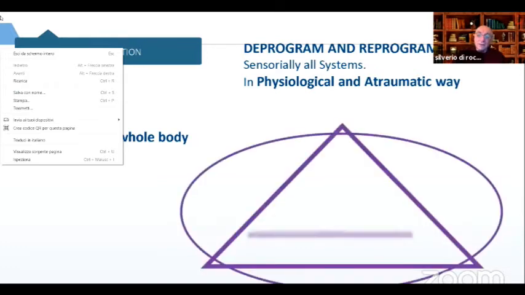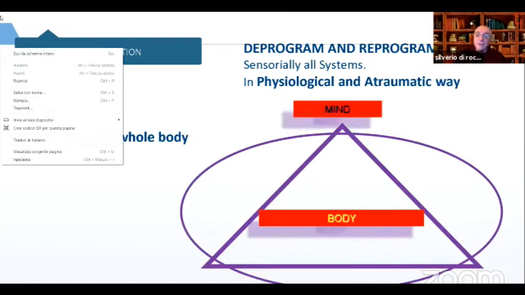We cannot have body rebalance if we don't treat the mind, the structure, and the biochemistry. This triangle is the triangle of health. We cannot treat the patient just treating the structure, just treating the mind, or just treating only the biochemistry. We have to work all together just to have a good body rebalance.